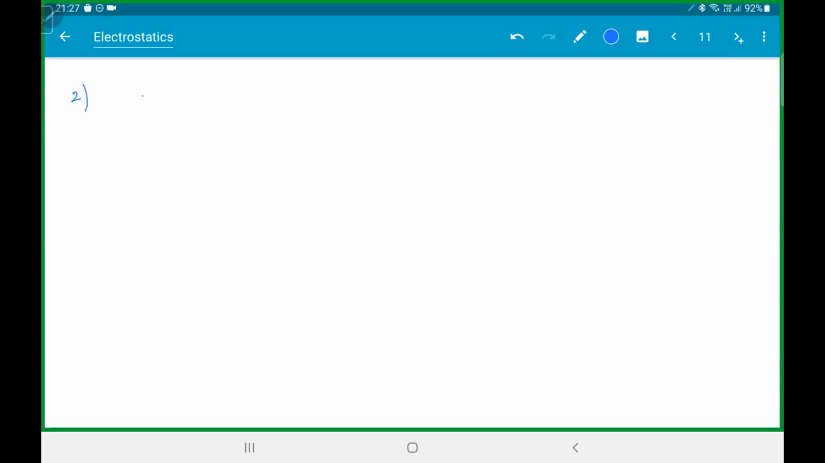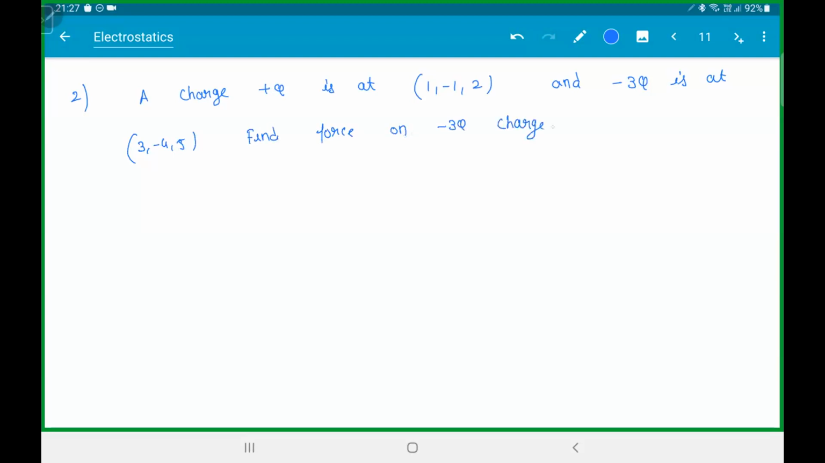We have a charge plus q at, let's say, 1 comma minus 1 comma 2, and charge minus 3q at 3 comma minus 4 comma 5. Find the force on the minus 3q charge. Get this? I want the magnitude and the vector form.